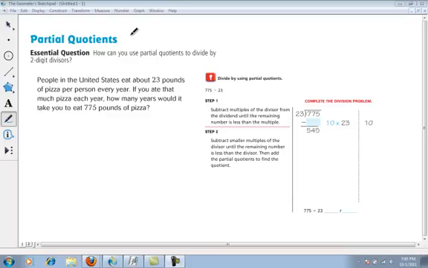In this lesson, we're going to learn about partial quotients again, but this time we're going to learn how we can use partial quotients to divide by two-digit divisors. Let's take a look at this problem.